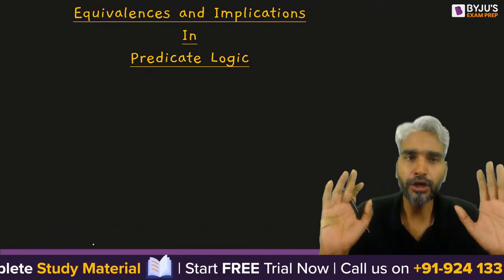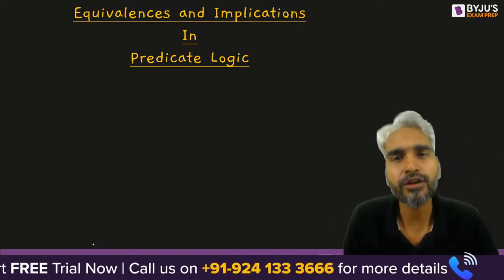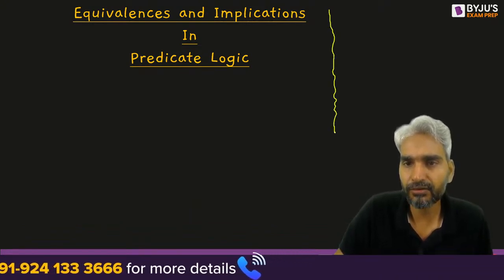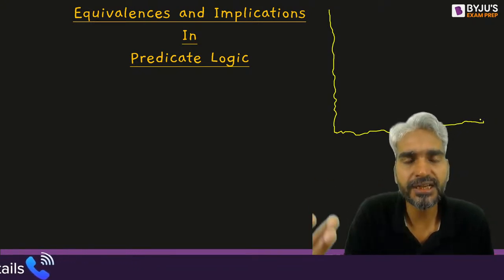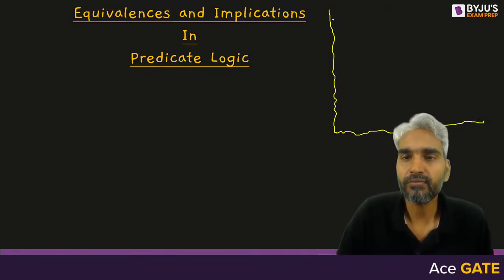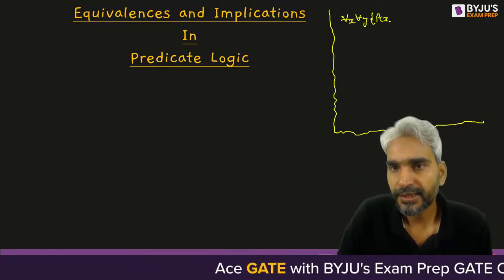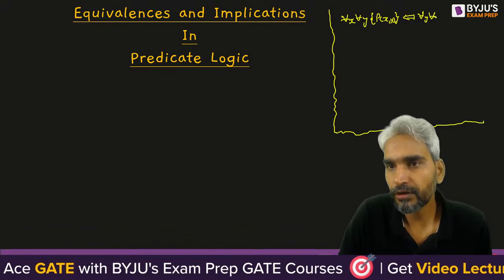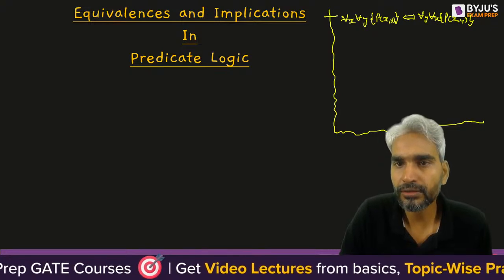Okay, so what is the topic? Equivalences and implications in predicate logic, meaning logical equivalence and logical implications. Please try to recall from the last class that we have already proved some of the implications and equivalences using the relationship diagram. For all x, for all y, P(x,y) is equivalent to for all y, for all x, P(x,y). We have already proved all this, right?